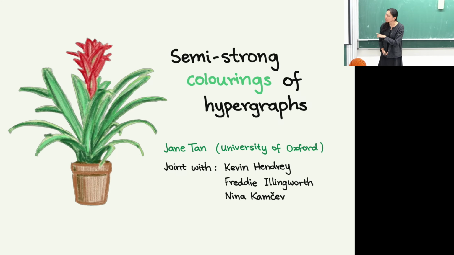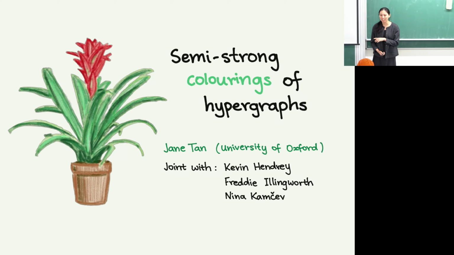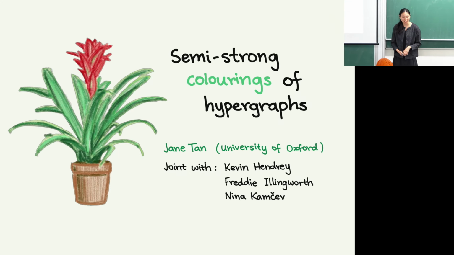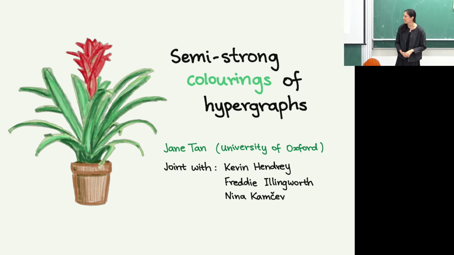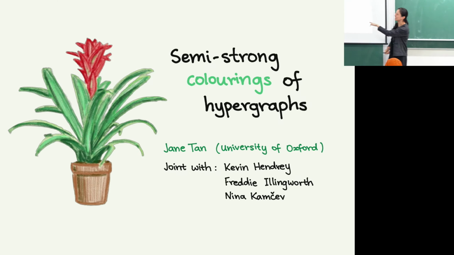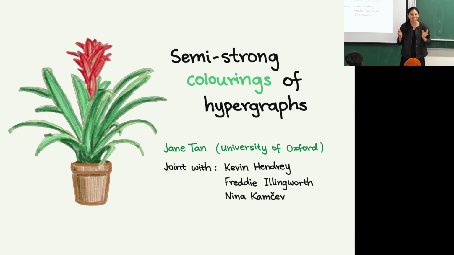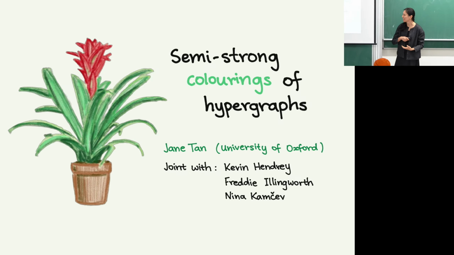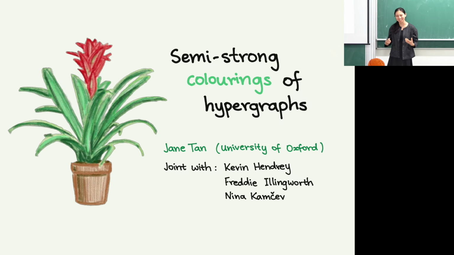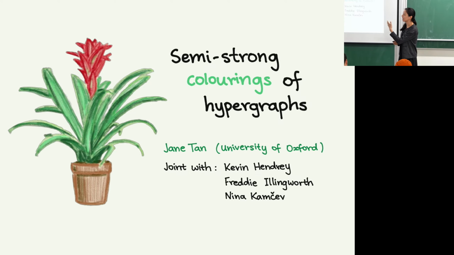So this project that I'm going to be talking about, we started in a conference at Barbados over the Easter a few months ago, and that's the first reason why I have this picture here. So this is a bromeliad, some particular plant, which, as far as we know, is native to approximately that area. There's a second reason that it's here, which is that it will actually be important in the proof that I want to be talking about.